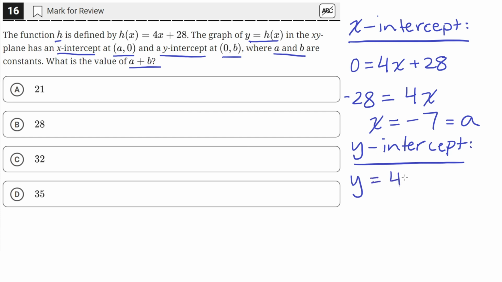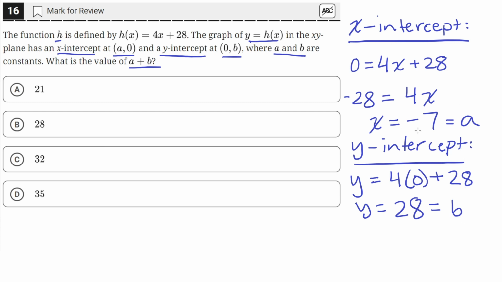But the value of x will be 0. So x is 0, so 4 times 0, and then plus 28. And then y equals 4 times 0, which is just 0, and then we'll just be left with the 28. So y is equal to 28 when x is equal to 0. And since the y-intercept occurs where x is equal to 0, then that means b is equal to 28.